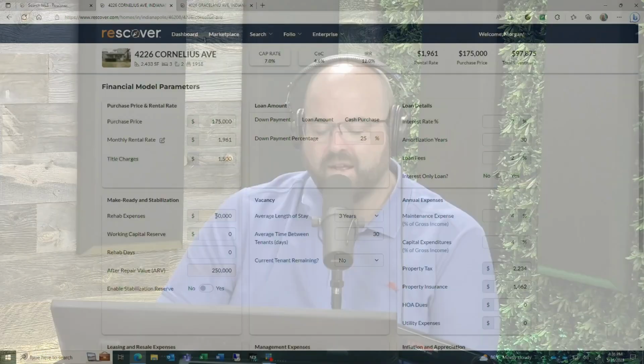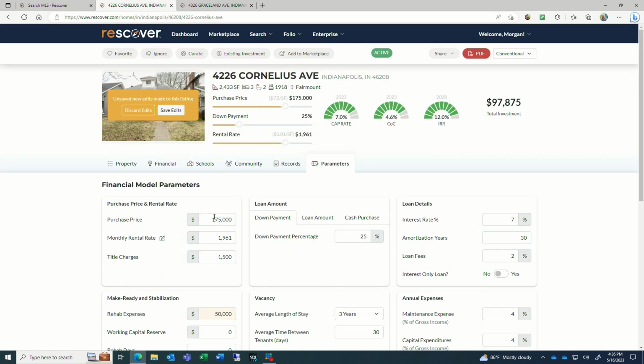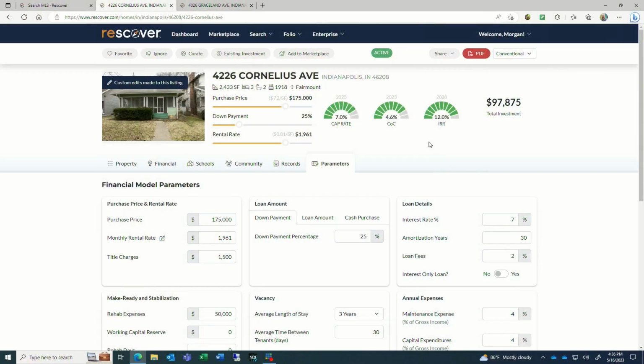All that I did was I said, Morgan, we got a problem to solve. We got to invest $100,000 into a house in Indianapolis that we're comfortable with that'll get me at least a 6% cap rate, a 4% cash on cash, and a greater than 10% IRR. We were willing to accept some risk, and we are considering now a little bit of a fixer upper. And I've got a 7% cap rate, a 4.6% cash on cash, and a 12% IRR.